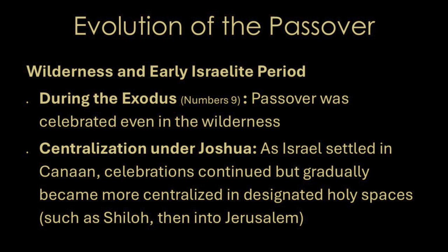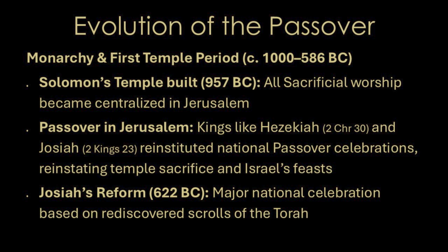Now, once they finally got centralized under Joshua, and they eventually got into the land and were able to take over the land, of course, the Jerusalem temple, the temple that they would eventually worship at, was not in existence. So there was a place called Shiloh that they observed this for a while. Then it did move to Jerusalem. Then, of course, we came to the monarchy in the first temple period. Prior to that, it was kind of sporadic.